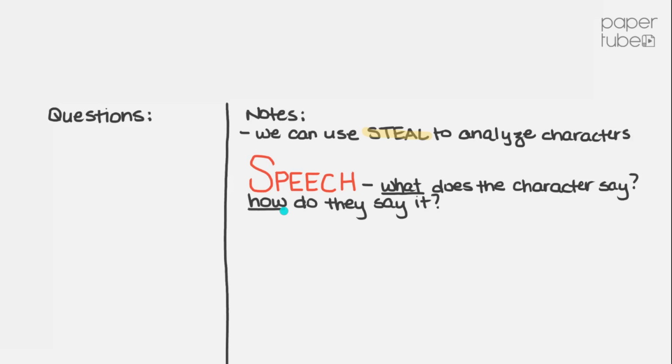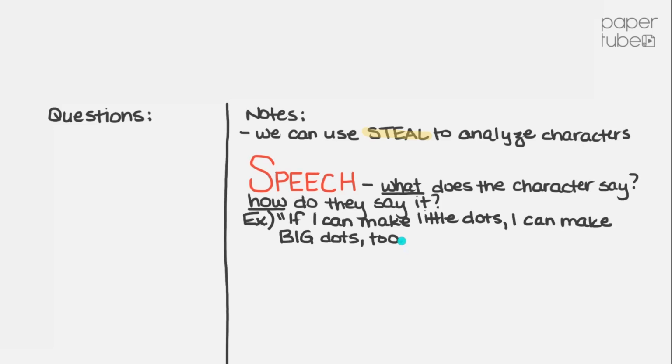Let's go ahead and look at an example from The Dot. The quote that I'm taking from the text could technically count as either speech or thought because Vashti is saying this to herself. She says, "If I can make little dots, I can make big dots too." So the author hasn't told me anything directly about Vashti here, but I can make a good inference about what he wants me to understand about Vashti. So I'm going to go ahead and make my inference now.